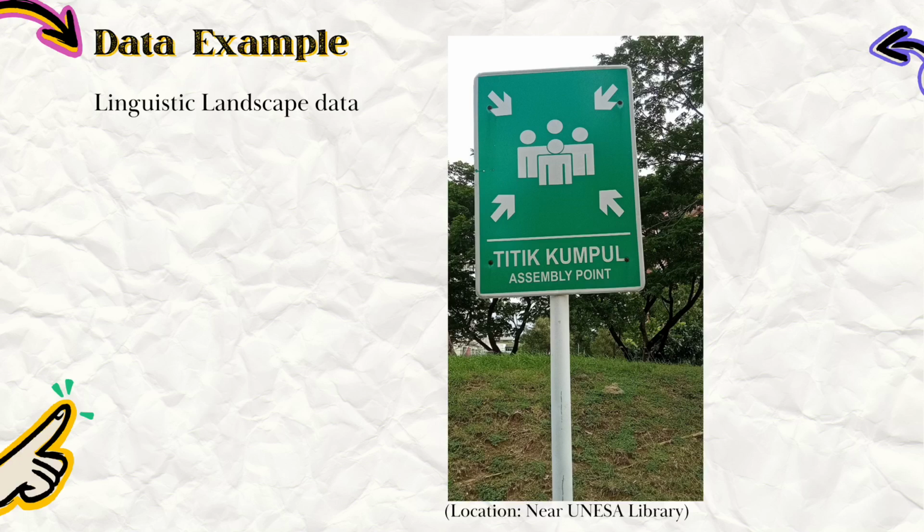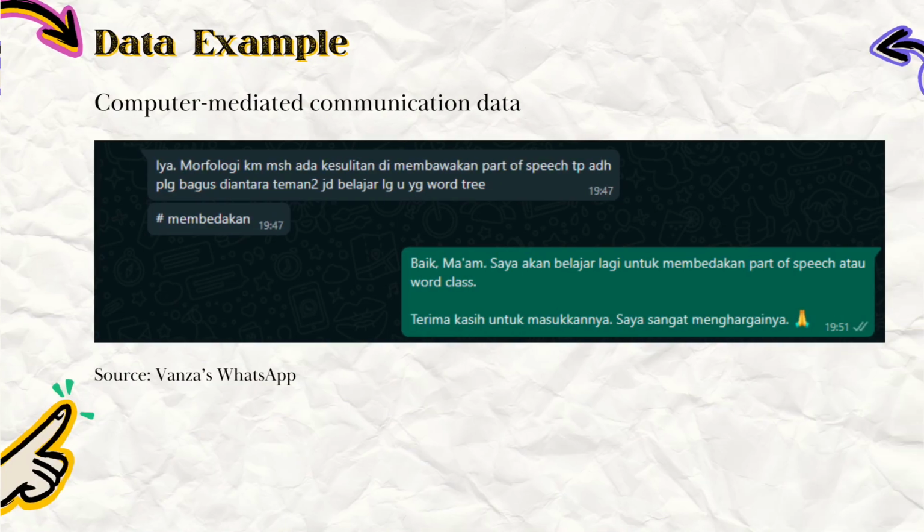Okay, so that is linguistic landscape data. And next is about computer-mediated communication data, which is coming from my text, my WhatsApp message. As you can see, there is a hashtag membedakan to fix the typo from the word membawakan, which is only available on computers in CMC data. And I also use emoji, which is only available on social media. That's it from me. Now it's time for Dondra to explain in greater detail about CMC.